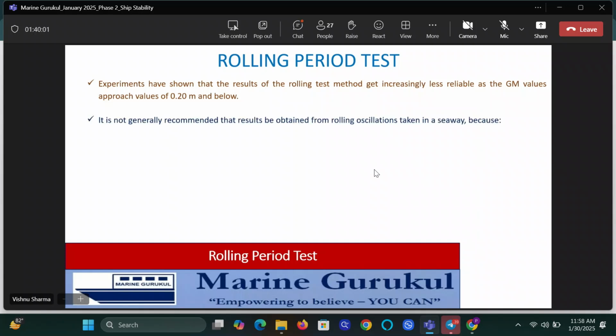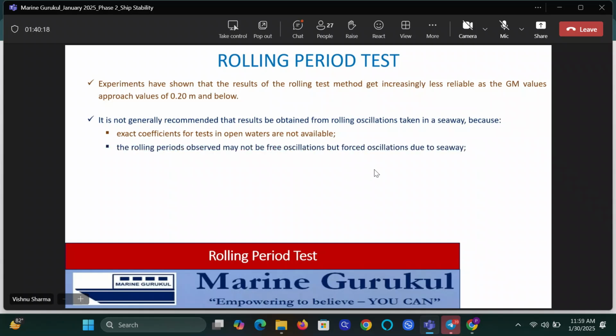It is not generally recommended that results be obtained from oscillations taken in the seaway, because the waves and winds can have their effect on the rolling period. Therefore, we do not have the exact coefficient for tests in open waters. The rolling periods observed may not be free oscillations but forced by the wind and waves.